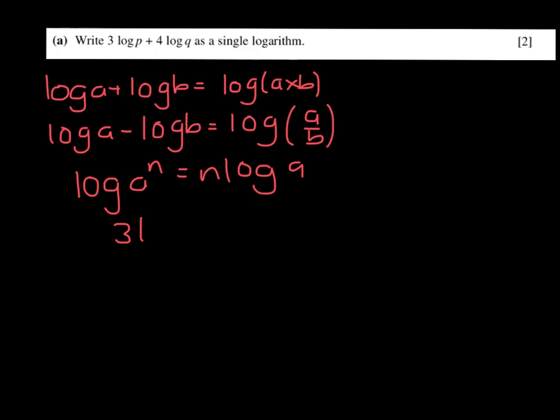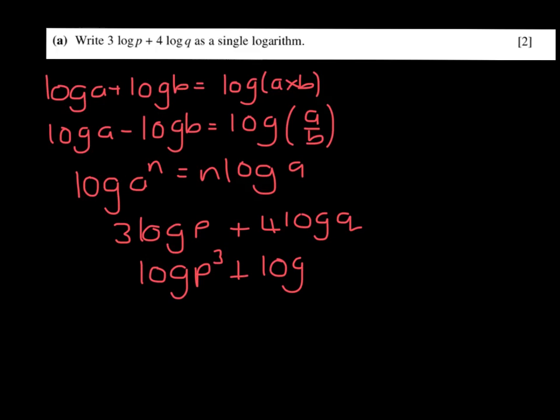So if I start with 3 log p, that will simplify using the third rule to the log of p cubed. 4 log q will simplify to the log of q to the power 4. And then if I use the first rule, if I'm adding my logs, then I multiply the values, so that's p cubed q to the power 4.